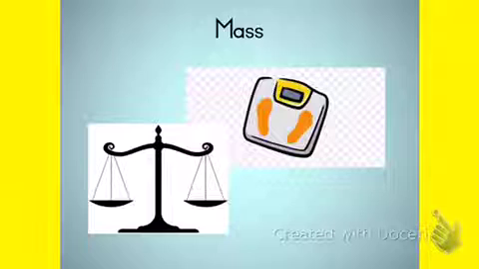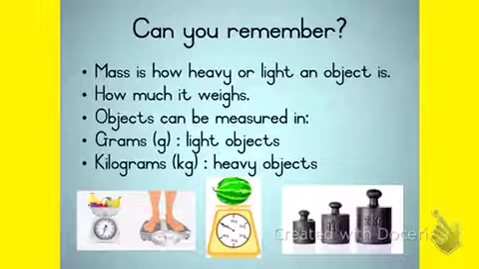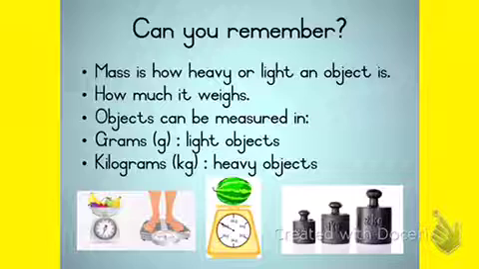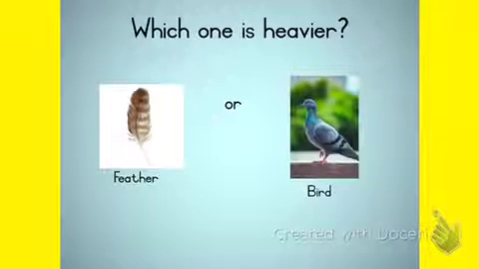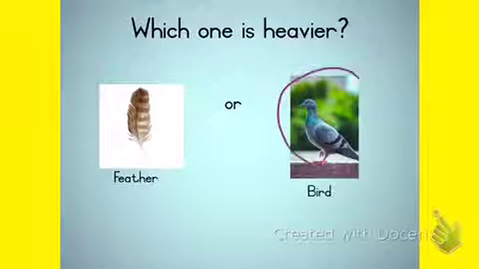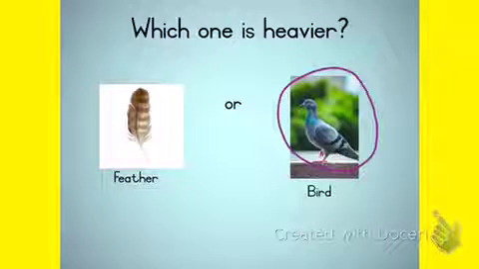Now, our last concept is mass. Can you remember what mass is? Mass is how heavy or light an object is, how much it weighs. So objects can be measured in grams, those are for light objects, and kilograms are for heavy objects. So let's have a look here. Which one is heavier? A feather or a bird? What do you think? Yes, that's right. Of course the bird is going to be heavier than the feather.